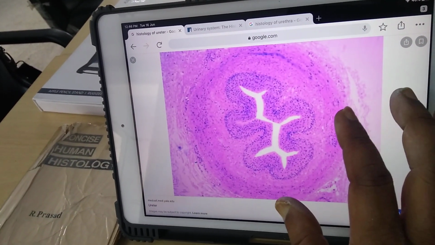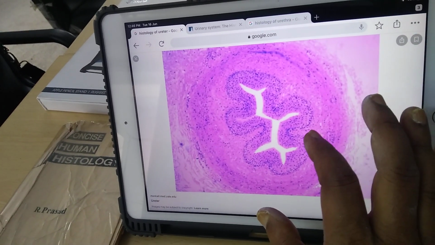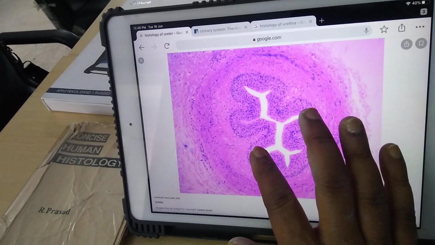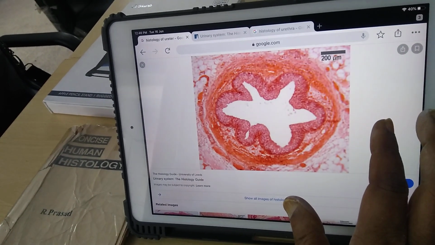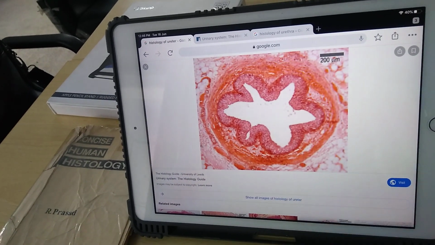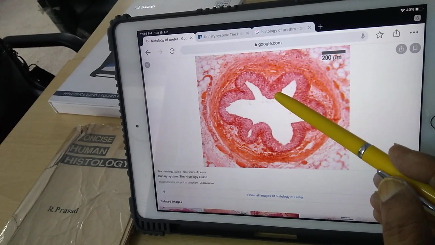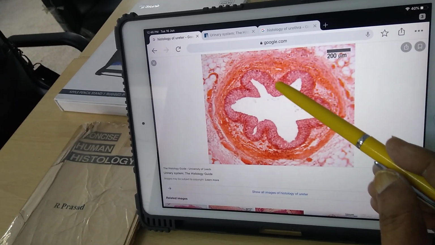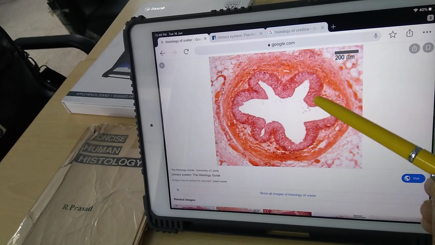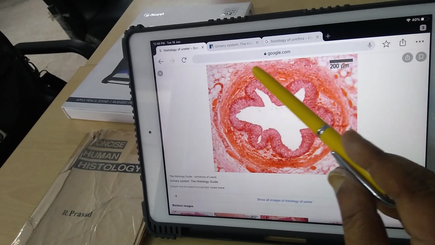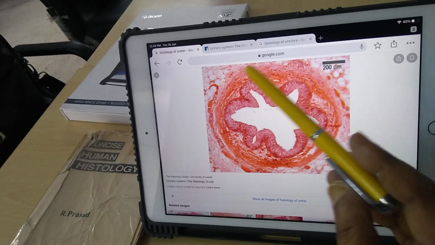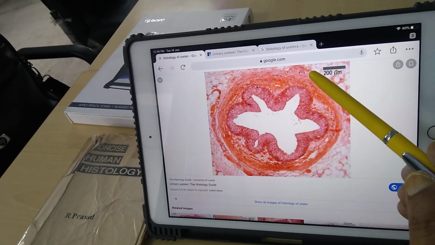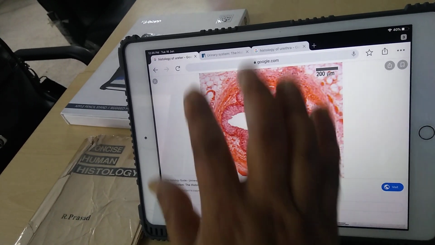This is also a slide of the ureter. This is the mucosa, transitional. This is the muscle layer or muscular coat, and this is the fibrous layer.